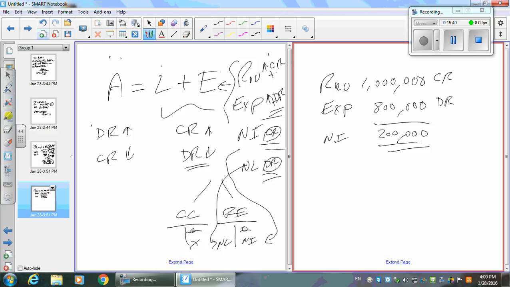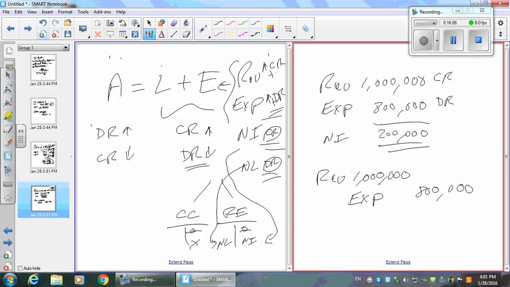Okay, do the closing entry for me. What would you do to revenues to make it zero? Yeah, debit the revenue accounts, all of them, for a total of $1 million. That makes sense? It's gone. What would you do to expense accounts to make them zero? Credit them, because they got debit balances. This is a closing entry. That's all it is. And where does the 200 go?